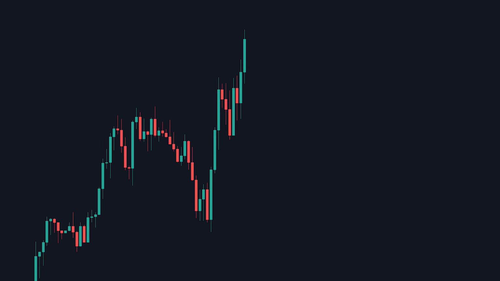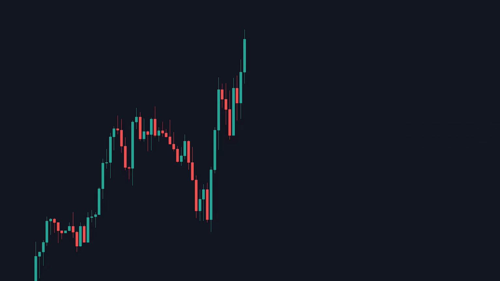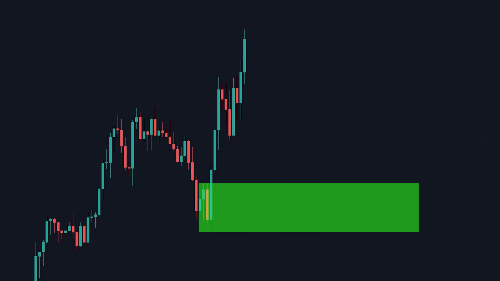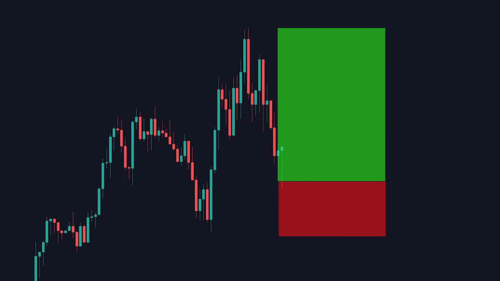So for our final example, we have price making higher highs and higher lows, meaning we're in an uptrend, so we only mark areas of demand. Price ends up consolidating right here before shooting upwards, so we mark this area. We wait for price to come to this area again, and then we enter. Set our stop loss below the demand zone and set our take profit at the recent high. Our last step is to check the risk to reward and make sure it's over 2.5, which in this example it's 3, so we're good to go there.